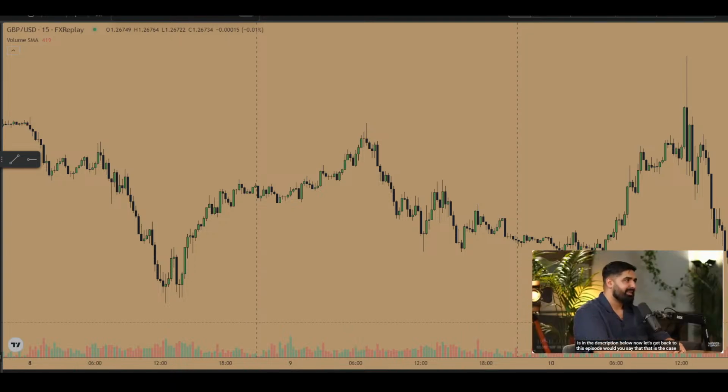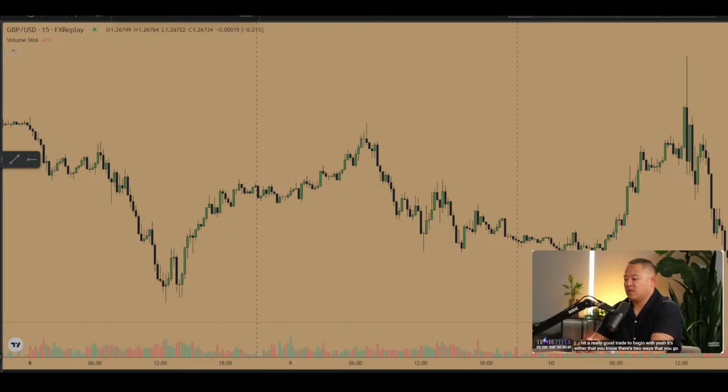Would you say that is the case when it comes to overcoming that trailing drawdown? It's essentially you need to hit a really good trade to begin with? Yeah, it's either that, or, there's 2 ways that you go about it. You trade extremely conservatively for a very long time.